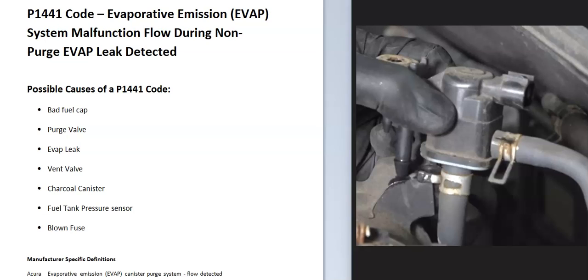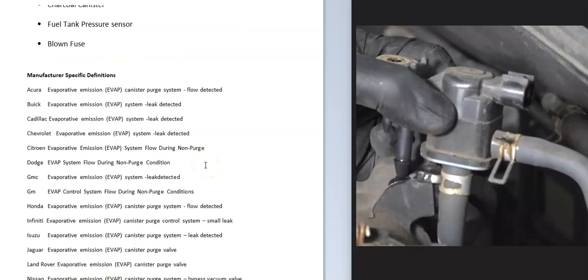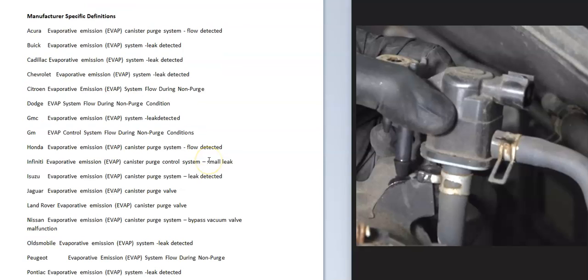So today I'm talking about a P1441 code, what it is and how you go about fixing it. So what is a P1441 code? Well, it usually points to an EVAP system problem, although it can be manufacturer specific. So if you do get this code, you want to look up the manufacturer of the vehicle along with the code to see what it is.